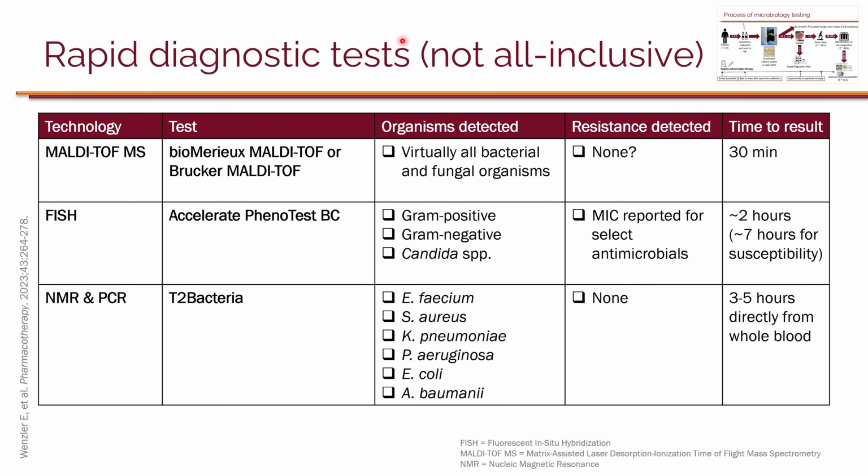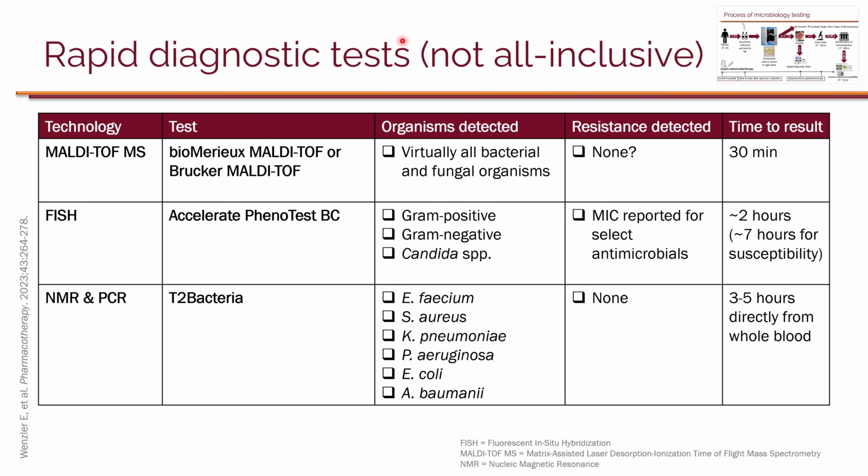Beyond that, we have FISH, and you can see what these abbreviations stand for, but these are different technologies. For FISH, we have the Accelerate PhenoTest BC that can detect a similar pattern of organisms, a number of gram-positive and gram-negative organisms as well as Candida species. This one is a bit unique because it can also report MIC, so it's not detecting a gene. When it comes to resistance, it's not a genotypic test. It is a phenotypic test because it can report MIC for a select number of antimicrobials. It takes about 2 hours to detect the organisms, and about 7 hours for these MIC results to be reported for the Accelerate PhenoTest.